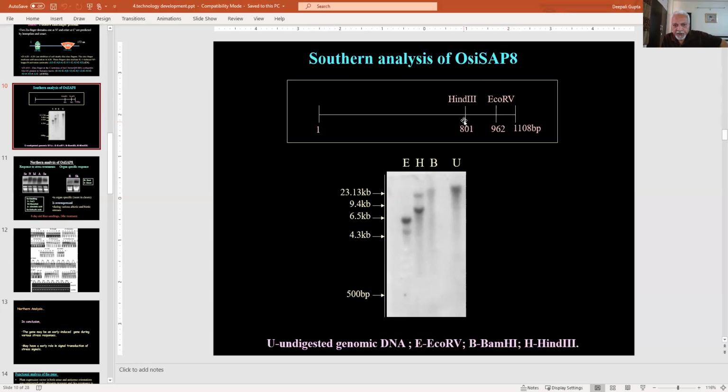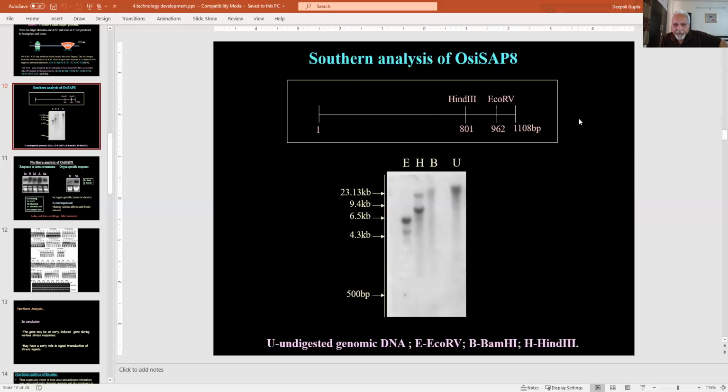If you cut with HindIII, it is going to generate one fragment this side and another fragment this side. Similarly, EcoRV will cut once in the gene and another cut will be in the genome on this side and another in the genome on the other side. So it is going to split this gene into these two halves, or this one and this one.